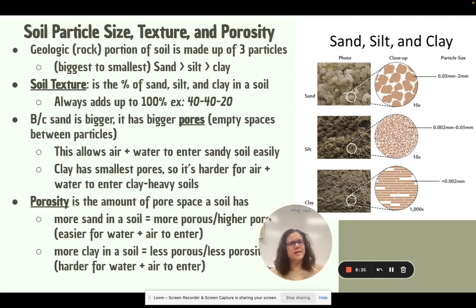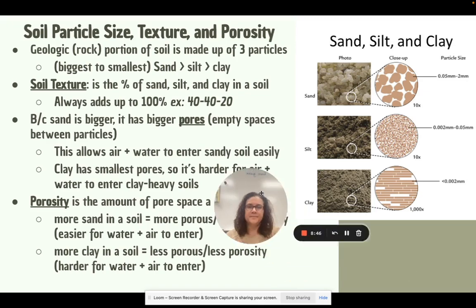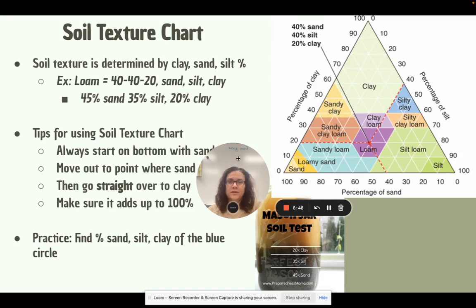So the particle size determines the porosity, which is the amount of pore space a soil has. More sand, more pore space, more porosity. More clay, less porosity.